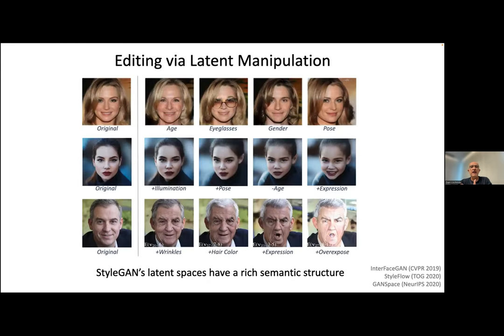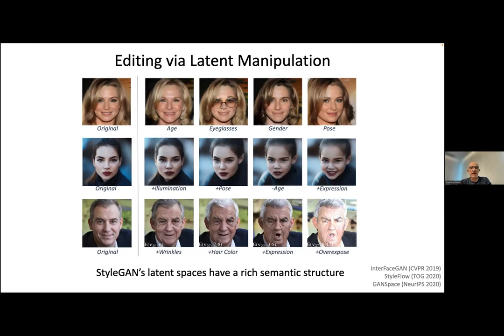What's important about that is that we can take advantage of the semantic structure in order to achieve different changes to images simply by taking steps in the latent space. So for example, if we start from the original image, which you see in the column on the left, by taking steps in the latent space, we can generate images that look like they're older, or all of a sudden have glasses, or look more masculine, or change the pose, and other types of changes like the illumination can appear differently, or expression, etc.